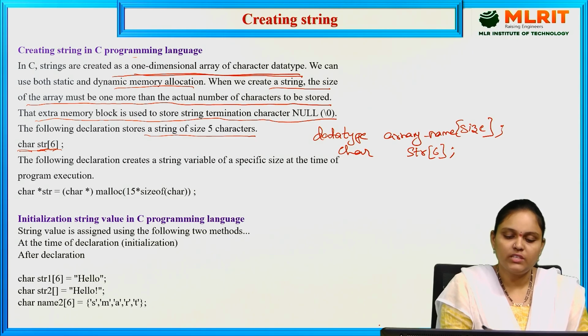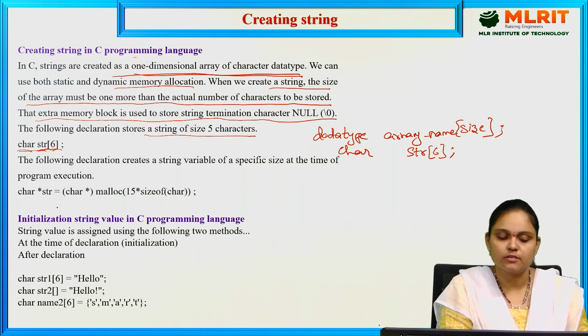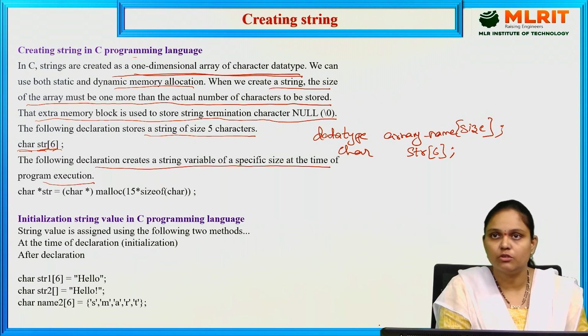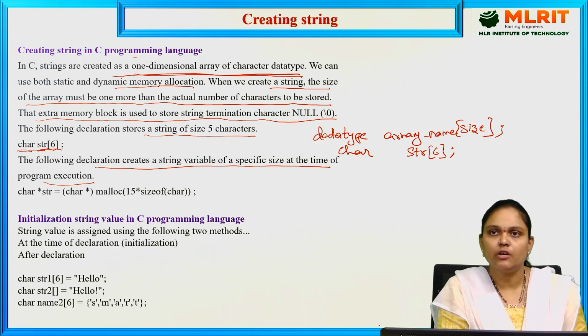And next, how it is created by using dynamic memory allocation. The following declaration creates a string variable of a specified size at the time of program execution. In a string, we cannot always tell the exact number of characters, so if we do not know the exact number of characters, we can create it using dynamic memory allocation.